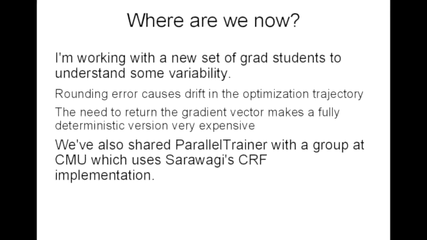Also, I wanted to say that the need to return the gradient vector would make a fully deterministic method very expensive, but it could be done. We'd have to return the gradient vector in the promises. Any questions? That's the stuff I wanted to tell you about.